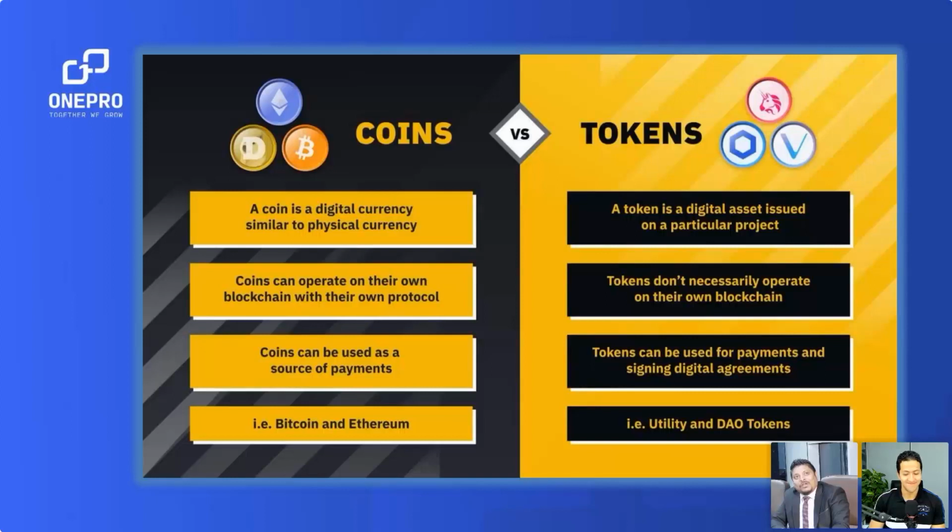Coins can operate on their own blockchain, so we have the TRC20, ERC20, Omni, and so on blockchains. But tokens don't necessarily operate on their own blockchain. Technically, you just need to go to Tronscan or BscScan or maybe Etherscan, put your coin over there and create your smart contract, and then you can launch your token, right? Examples of coins are Bitcoin and Ethereum, and examples of tokens are utility and DAO tokens.